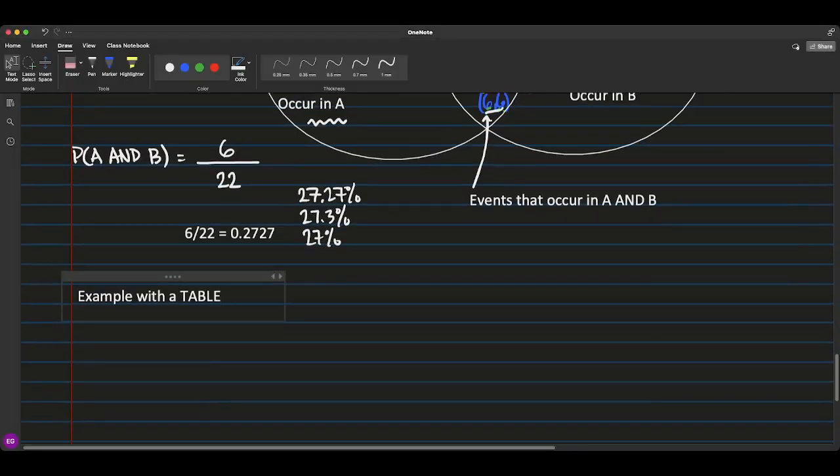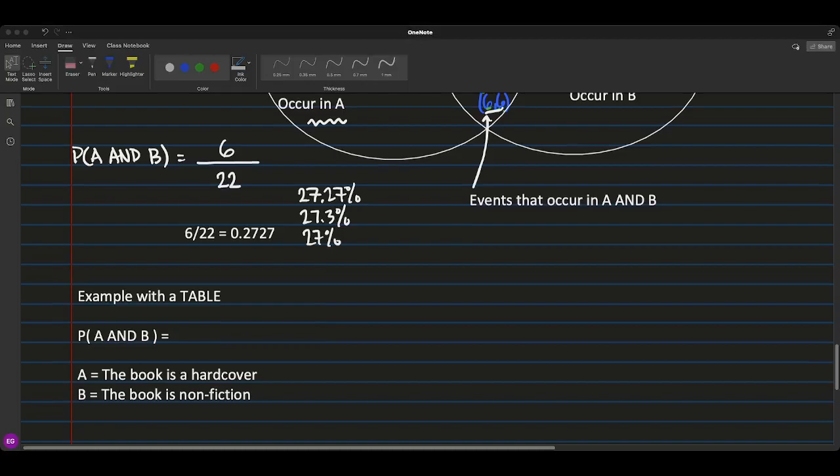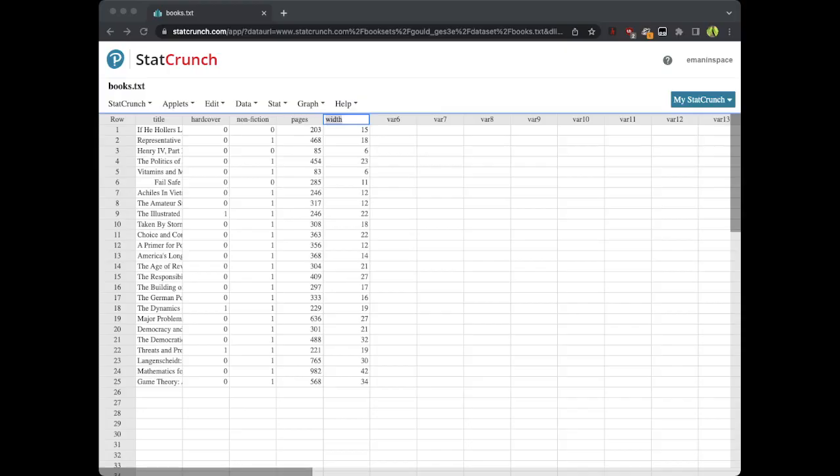So there's our data. We are interested in, what is the probability of event A and B occurring, where event A is the book is a hardcover, and event B is the book is nonfiction. Okay, so I'm going to have to answer this question. I need to make a table that shows me the different configurations of, is it a hardcover, is it not a hardcover, is it nonfiction, is it not nonfiction. So let me change this over to StatCrunch.